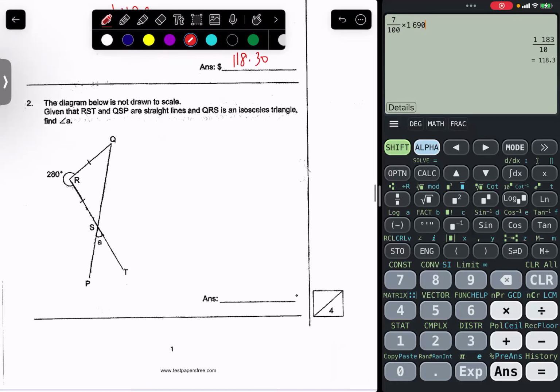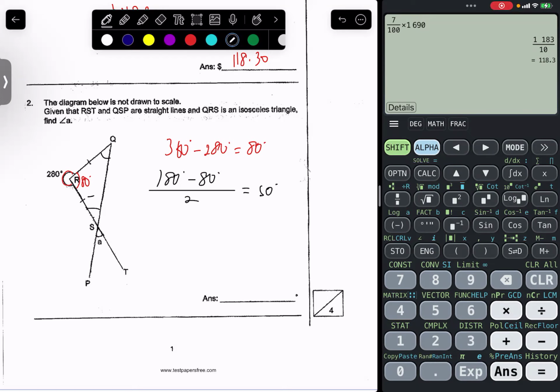118.3. The diagram is not drawn to scale, given that RSP and QSP are straight lines. QRS is isosceles. Find angle A. Okay, so we saw that this is 280, angles at a point, so this is 80 degrees, right? 360 minus 280 equals 80 degrees. Sum of angles in the triangle is 180. So 180 minus 80, divided by 2, equals 50 degrees. Okay, so this is 50 degrees, opposite angle, so this is also 50.